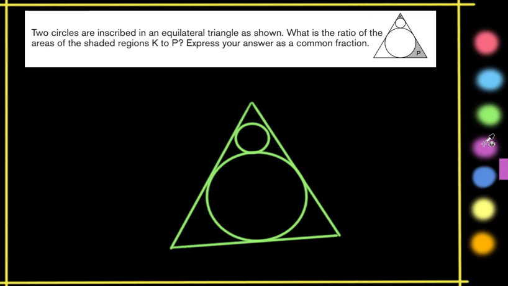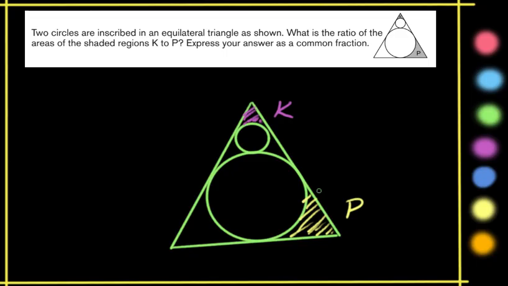Okay, so the K region is up here. This region is K. And the P region is down here. This region here, that's P. So we want to know the ratio of those two areas. We don't have to actually compute what the areas are, maybe.